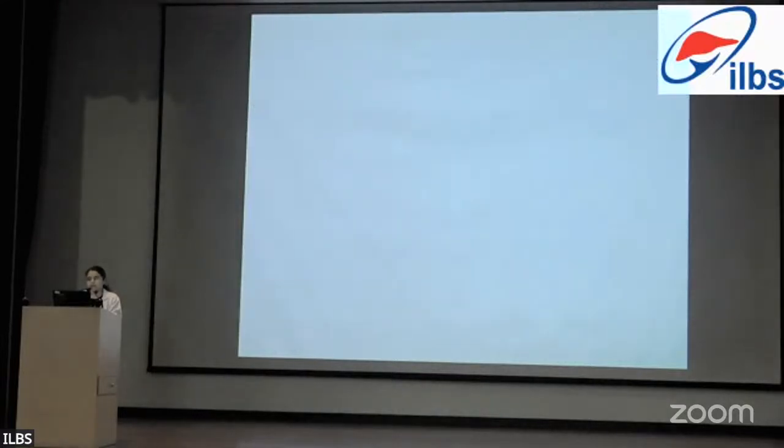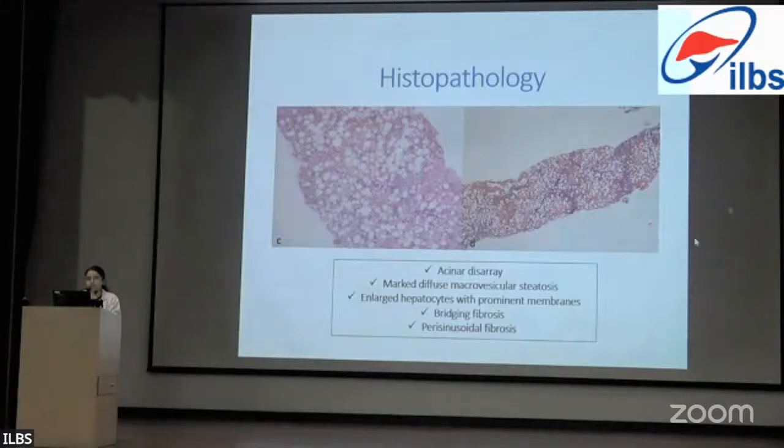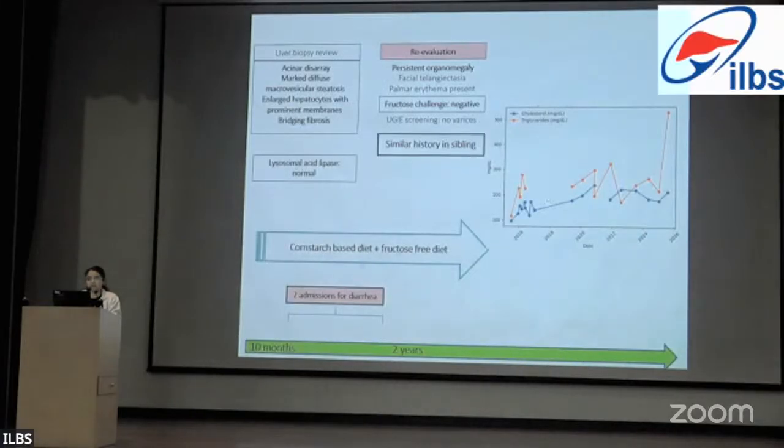So he was evaluated along the lines of these disorders. A liver biopsy had been done at an outside center that was reviewed. Liver biopsy showed acinar disarray. There was marked diffuse macrovesicular steatosis. The hepatocytes were enlarged with prominent membranes, and there was presence of bridging fibrosis. Further, for evaluation of cholesterol ester storage disorder, we did lysosomal acid lipase enzyme levels, which were normal.